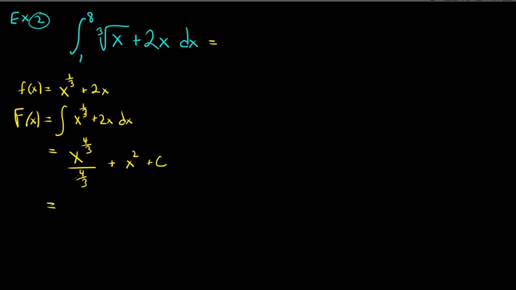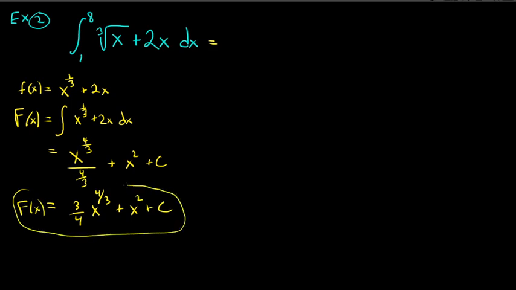And of course we should clean this up a little bit. This is 3 over 4 times x to the 4 over 3, plus x squared plus c. Okay, so there's my antiderivative. Remember, we're going to take this capital F of x, the antiderivative, and then plug in the a and the b, in this case the 1 and the 8.